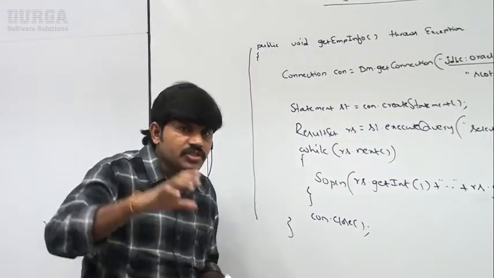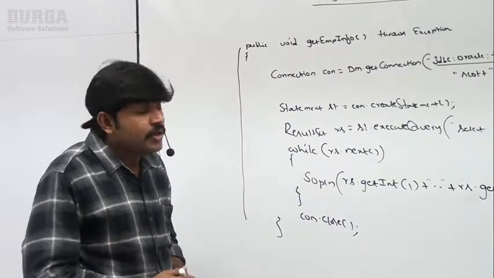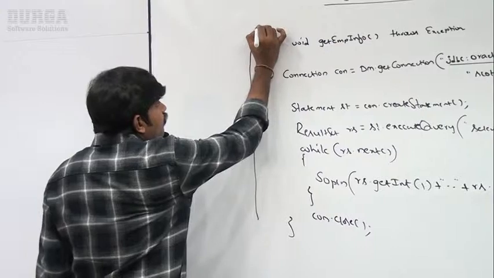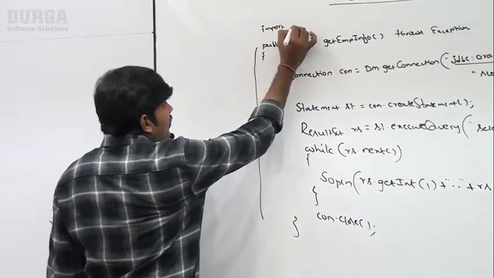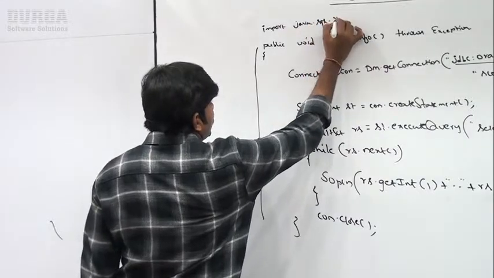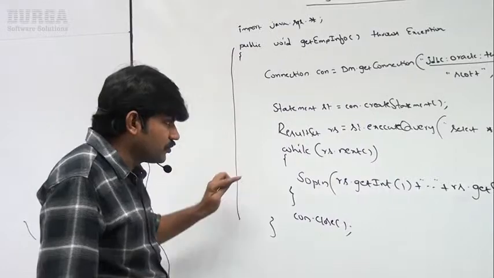Assume that in the JShell it is one coding snippet. But to make this work, compulsory import java.sql.* is required, because all these things are available inside the java.sql package. That's why you should compulsorily do that.